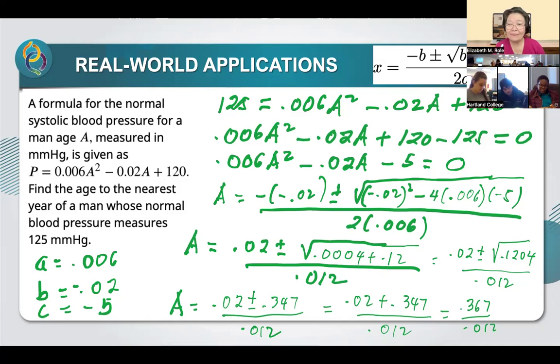Divide 0.367 by 0.012, you get 30.5 something. I'm using common sense, 30.6.